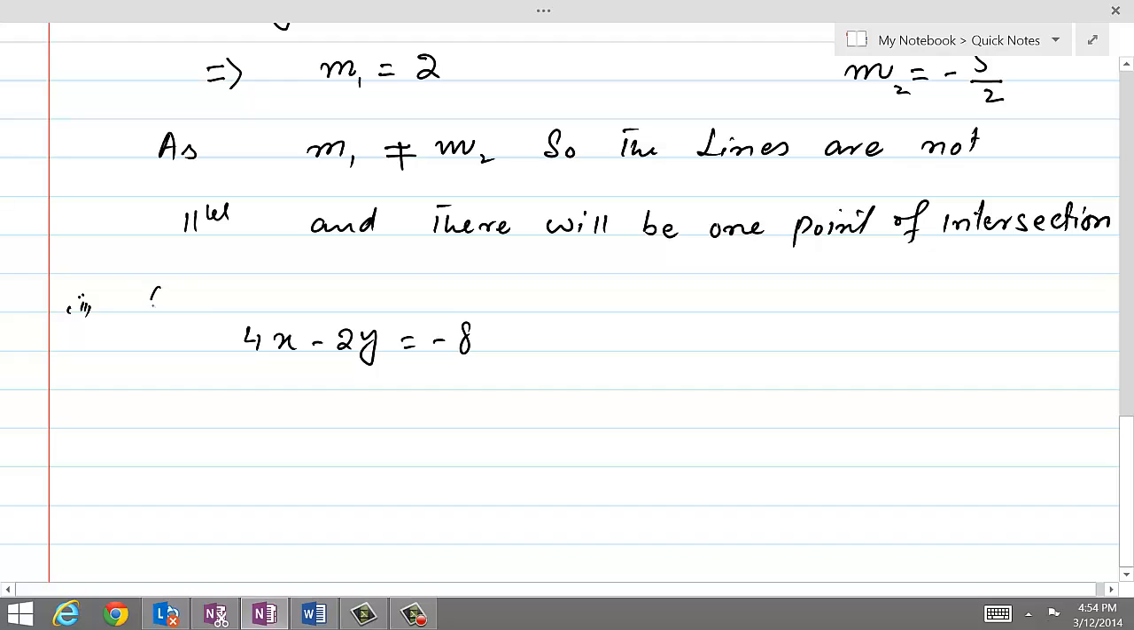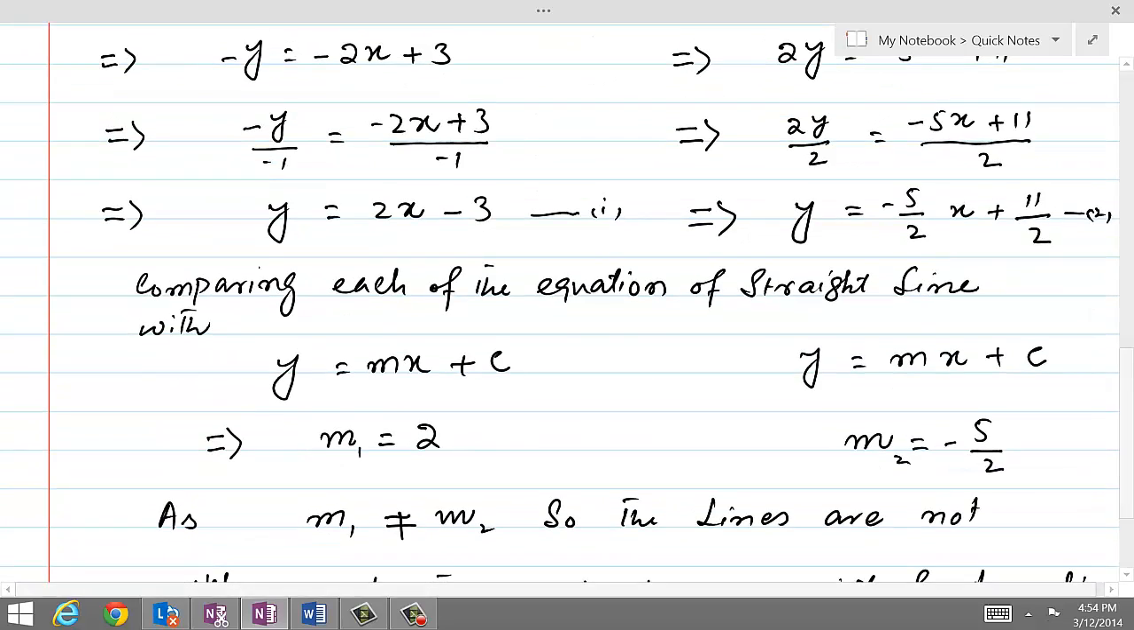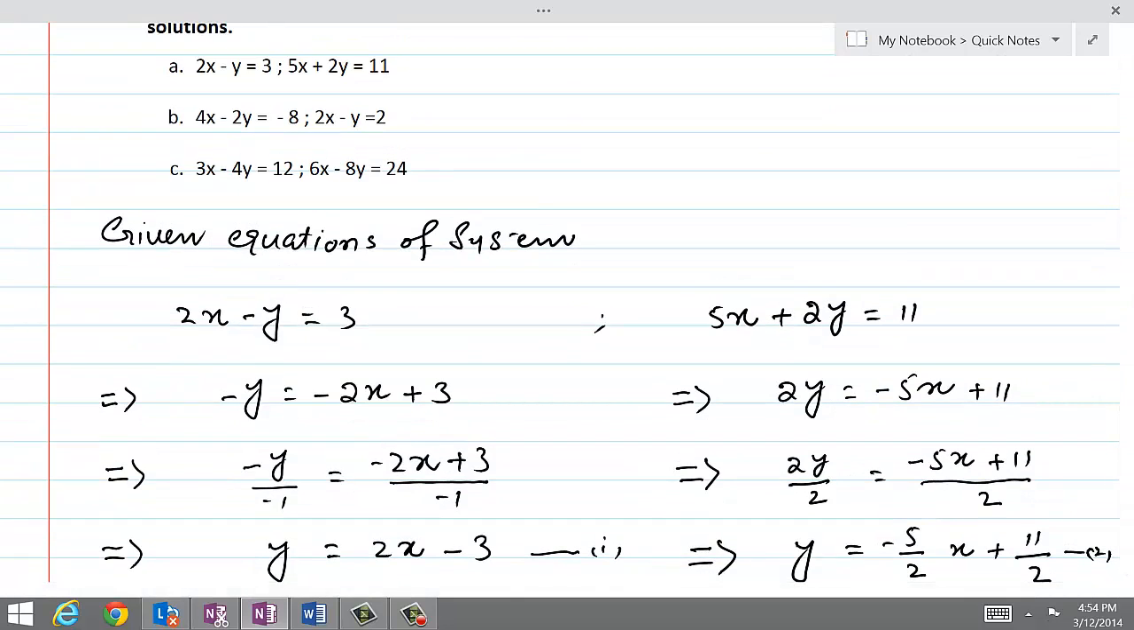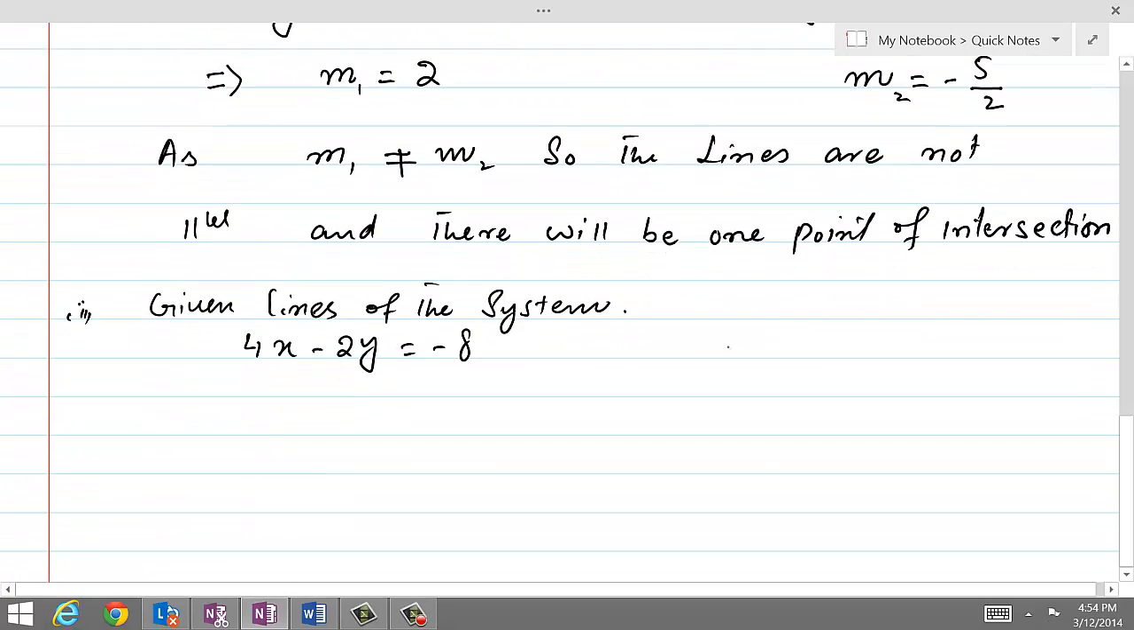So this is, let's write this down, given lines of the system. So this was the first line, and the second line we have is 2x minus y is equal to 2. Let's call this as equation 1 and call this as equation 2 of the system.